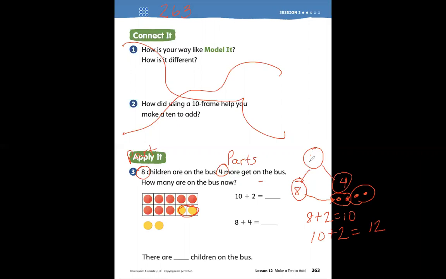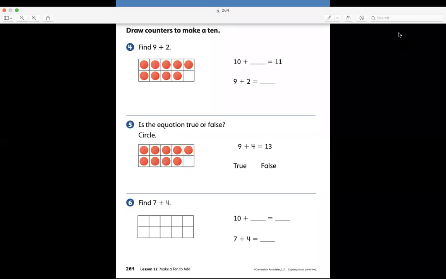So my whole is 12. 10 plus 2 is 12. 8 plus 4 is 12. Remember, what we're doing with 8 plus 4 is we're dividing that 4 out to make 8 and 2 make 10. So that's 10 and 2 more. 10 and 2 is 12. There are 12 children on the bus.